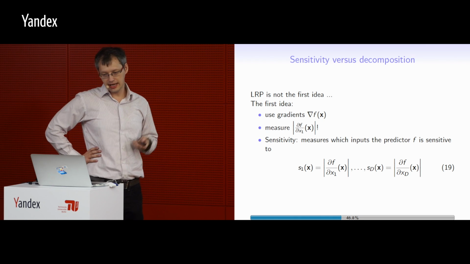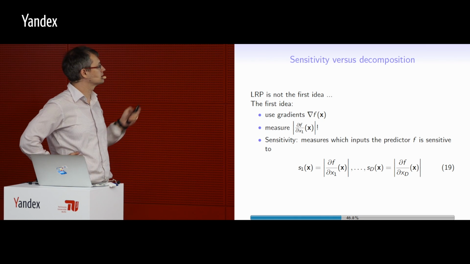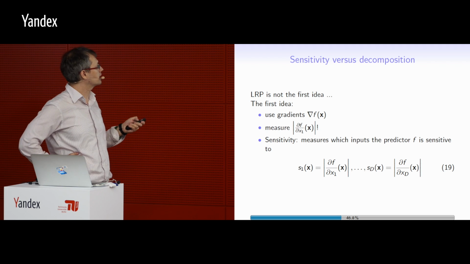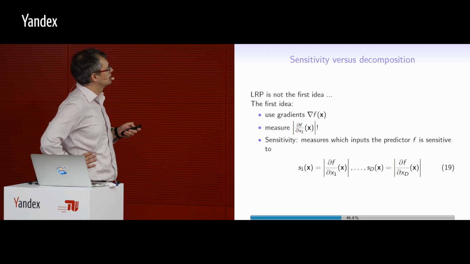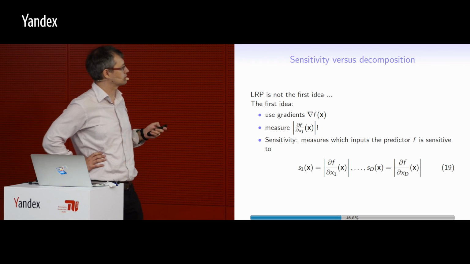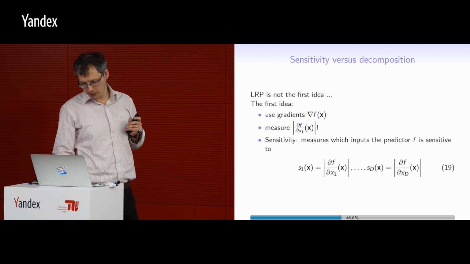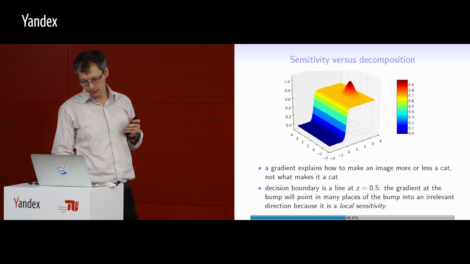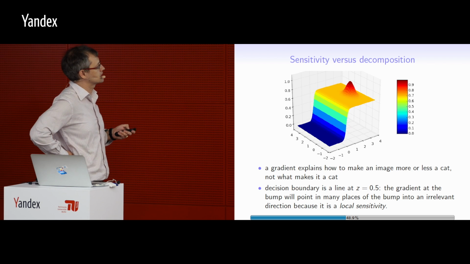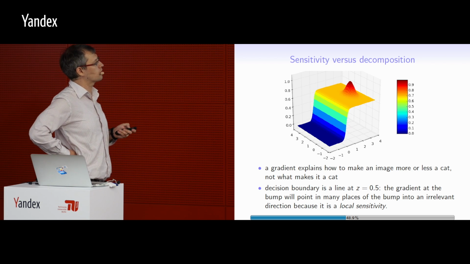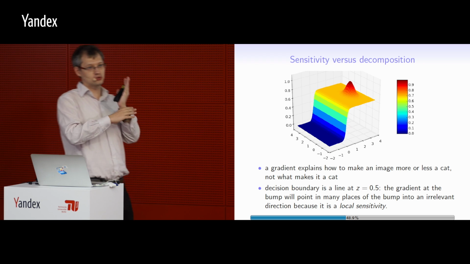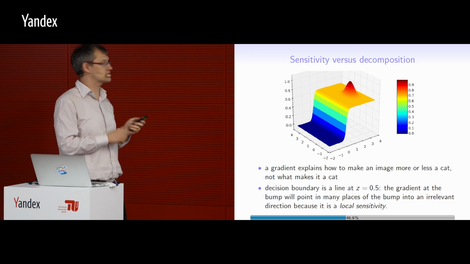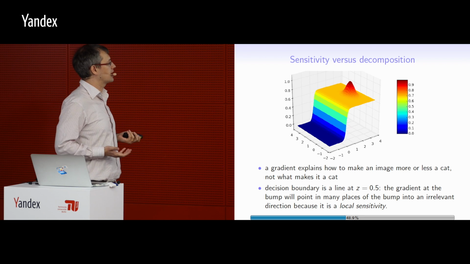Of course, layer-wise relevance propagation is not the first idea, right? The first idea that you can think of is gradients, okay? So you compute the gradient and you measure something like a norm over the partial derivatives. And these are sensitivity-based approaches. When you think about this, they have a certain limitation. Namely, a gradient explains how to make an image more or less a cat. It explains the differential change, what you have to do to increase or decrease the score. It does not tell you what really makes up a cat.